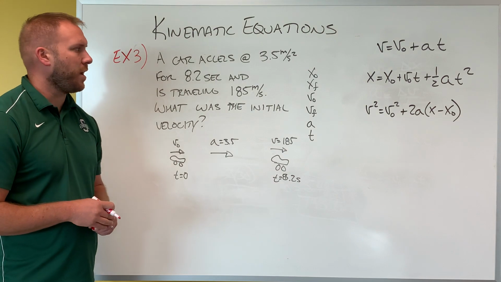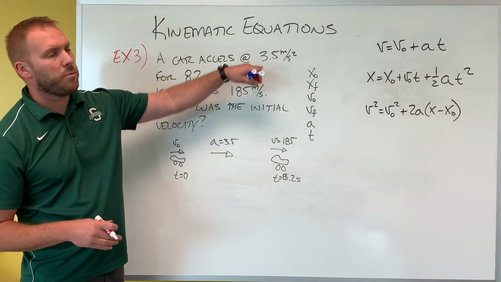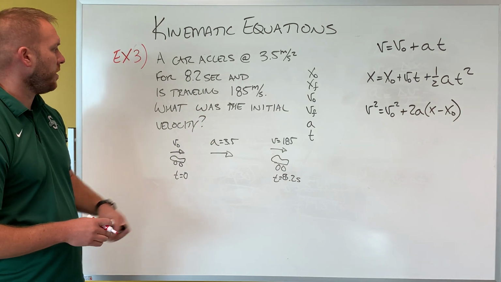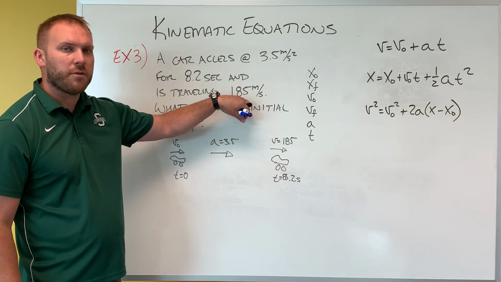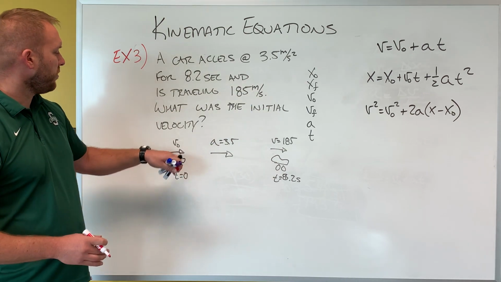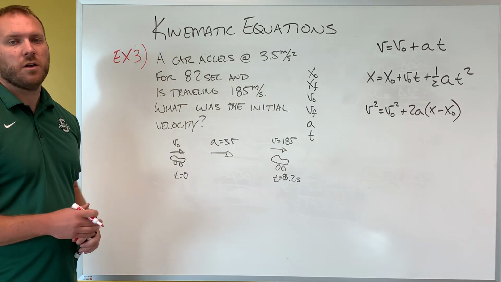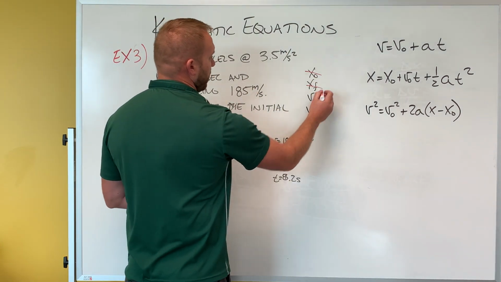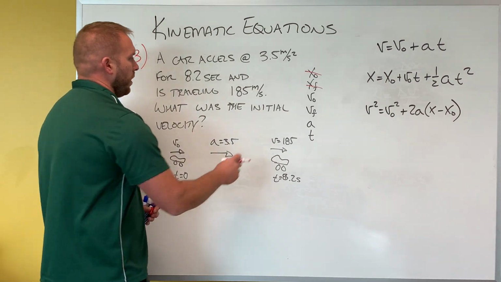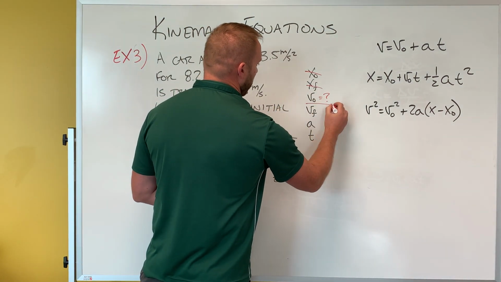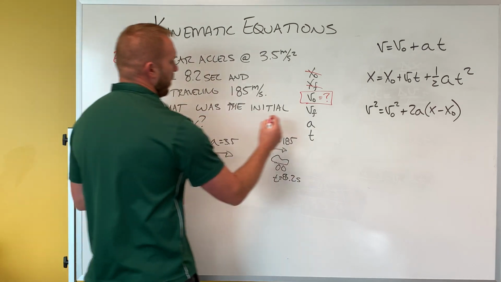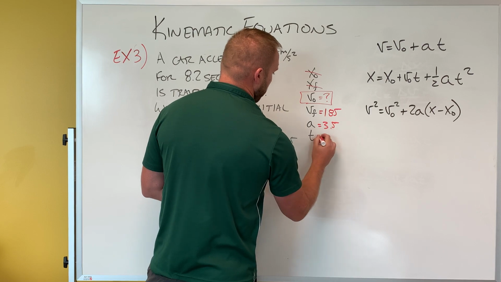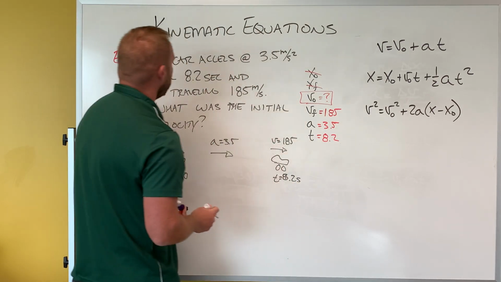Our last example is going to look at, let's say we have a car that's accelerating at 3.5 meters per second squared. It's going to accelerate for 8.2 seconds, and it's going to end up traveling at the end at 185 meters per second. What was the initial velocity of the car before this acceleration actually took place? So filling in the things that I have, I don't know initial or final position, and I'm not worried about them. My initial velocity is what I'm trying to solve for. That's my goal. My final velocity is 185. My acceleration is 3.5, and my time is 8.2 seconds.